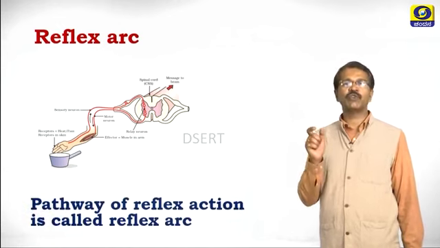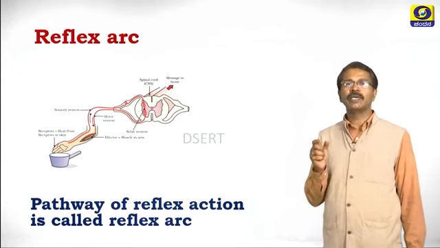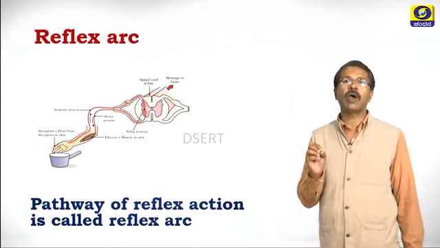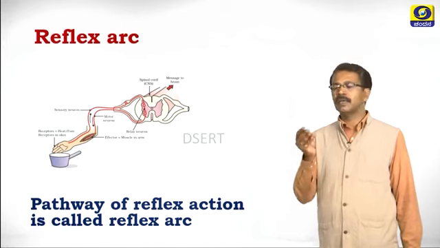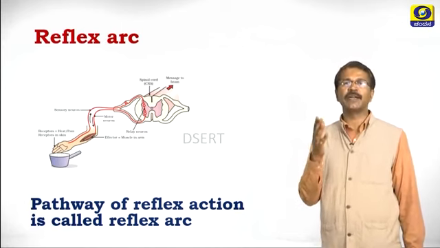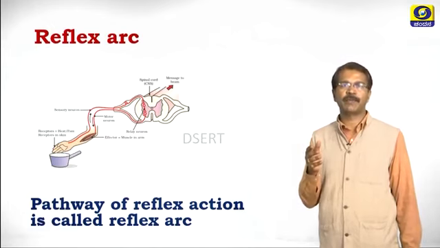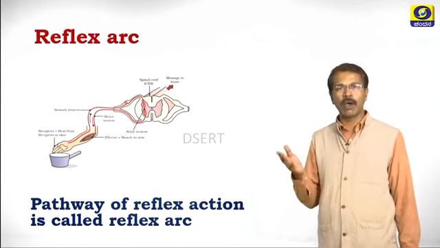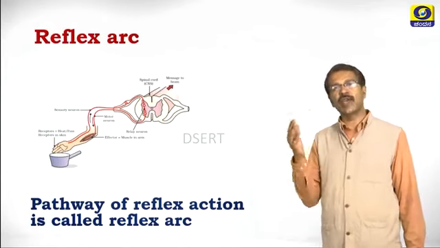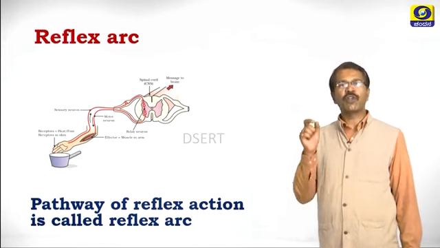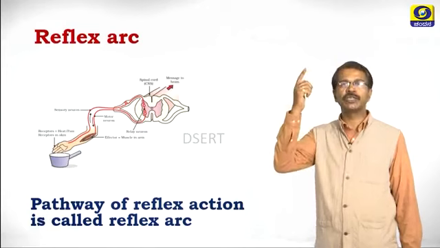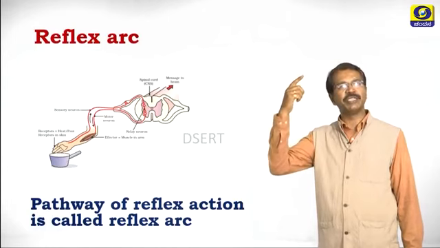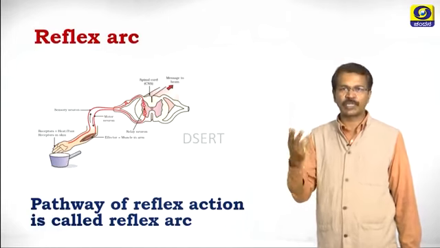As I mentioned, the pathway of reflex action is called reflex arc. See here in this given diagram, a person is touching a hot object. When he touches the hot object, the sensory cells present in the skin which sense the hotness, those receptor cells, transfer the message to the sensory neuron. From the sensory neuron, it is transferred to the spinal cord. From the spinal cord, it should actually reach the brain, where the processing occurs, and the brain sends a message further to take action or to give a response.